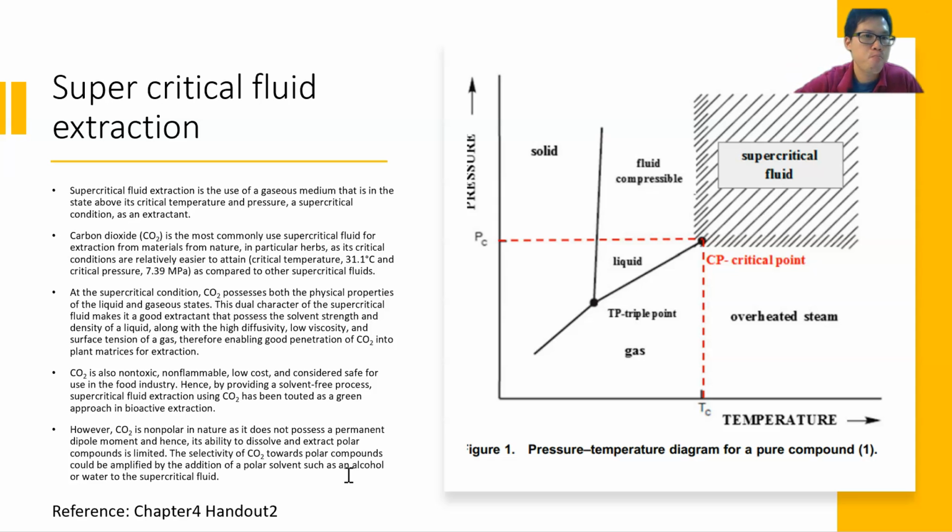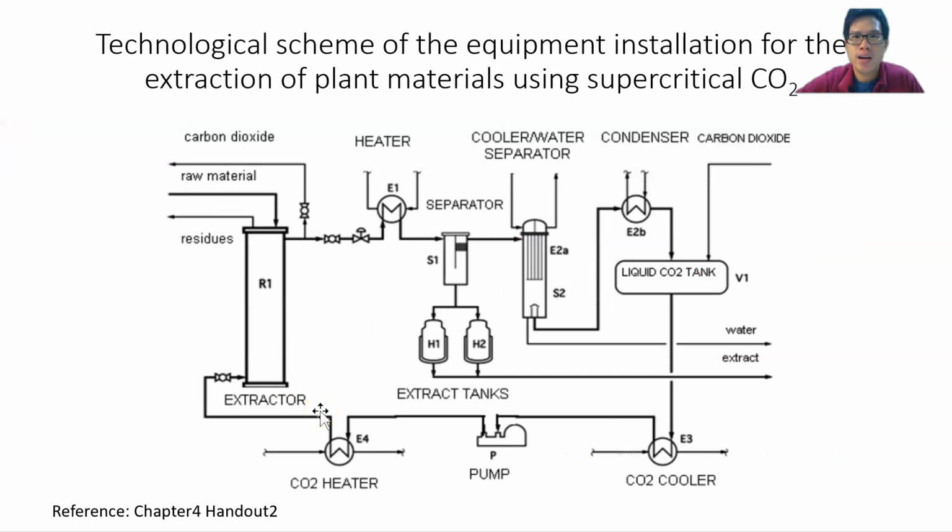So this is how the equipment is installed. Usually, you can see over here, this is the extractor. You put in your raw material here, and then you have your CO2. It goes through the heat exchanger, and the pump here pressurizes it to get the CO2 into the supercritical fluid stage before it goes into the extractor. Once extracted, it is removed into the separator, into an extract tank. So here is the extract coming out.